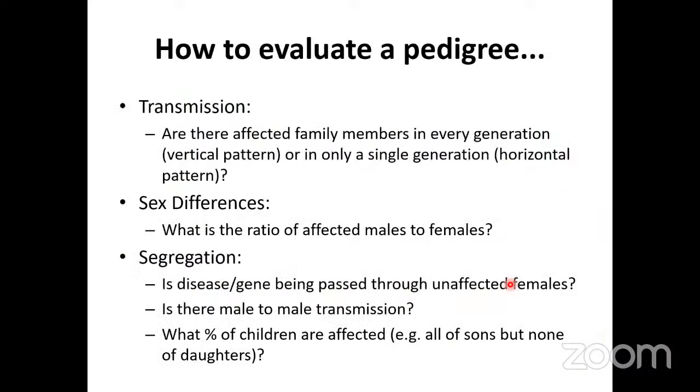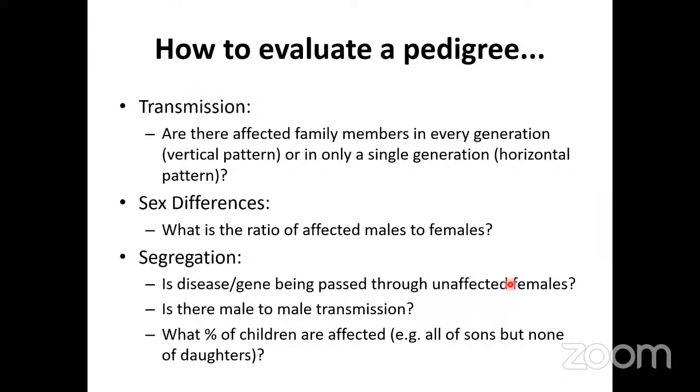Now, when you have understood these symbols, the next question is, how do you evaluate a pedigree? When you are evaluating a pedigree, there are three questions you need to keep in your mind. One is transmission, what are the sex differences, and how it is segregating. So whenever you see a pedigree, please ask yourself these three questions. Are there affected family members in every generation? That means there is a vertical pattern of transmission. Or are the affected family members in only a single generation? That is your horizontal pattern. This is the first question.